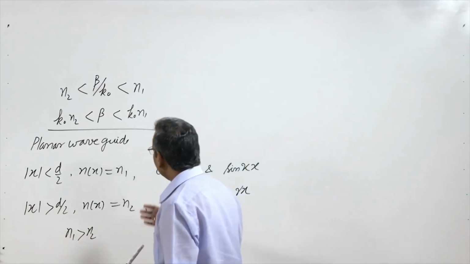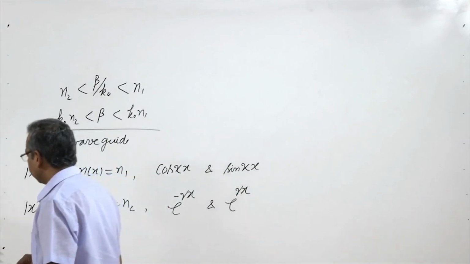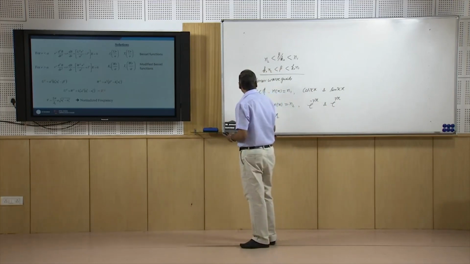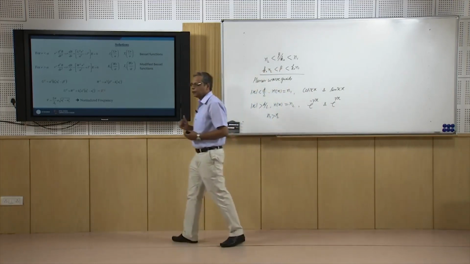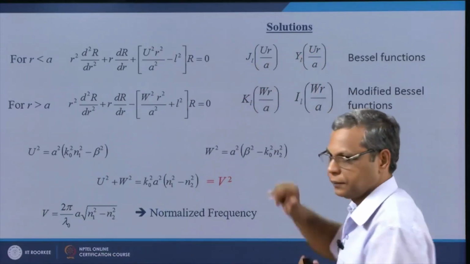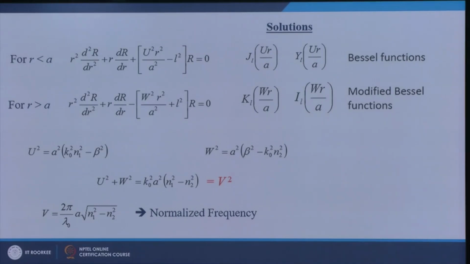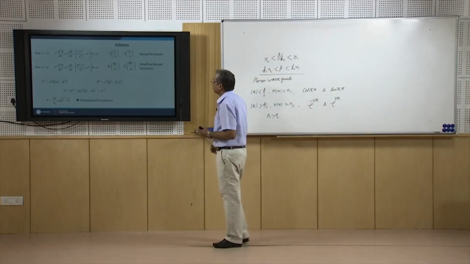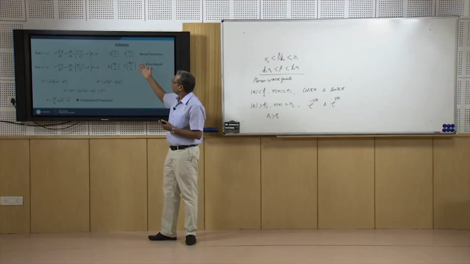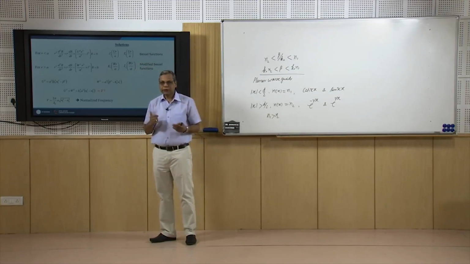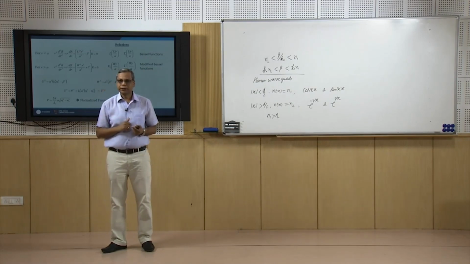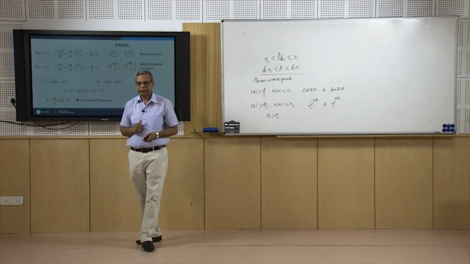Okay, so I had oscillatory solutions in mod x less than d by 2 and exponentially decaying and amplifying solutions in the cladding. Here, instead of sine and cosine, I have J_L and Y_L. Instead of e to the power minus gamma x and e to the power plus gamma x, I have K_L and I_L. So what these functions are, how do I understand them, and how do I proceed further, I will see in the next lecture. Thank you.